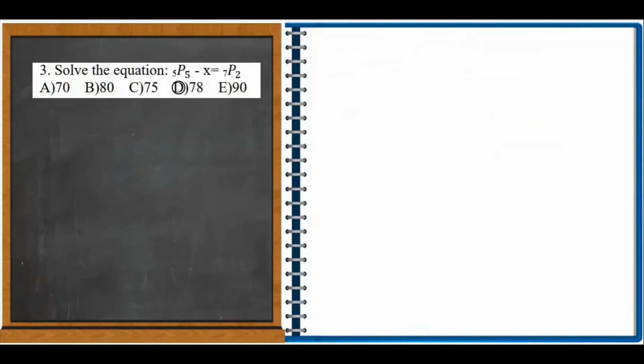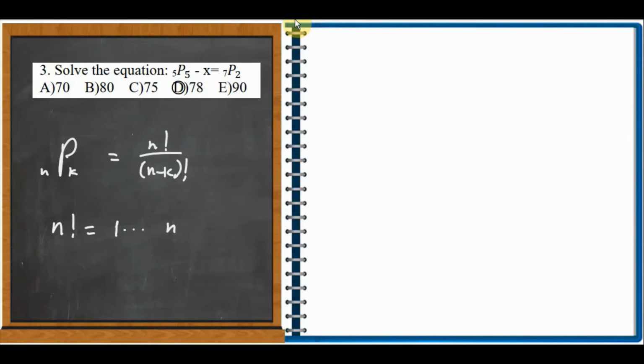Number 3. Number 3 is about permutation. To solve this question, we need to know the formula of permutation, k elements out of n. It's equal to n factorial over n minus k factorial. And what is n factorial? It's the product of the first n numbers.